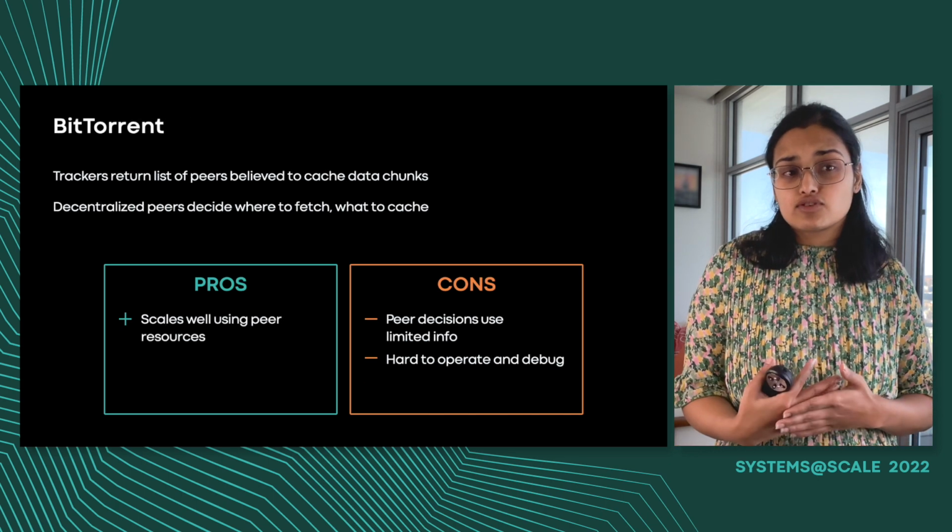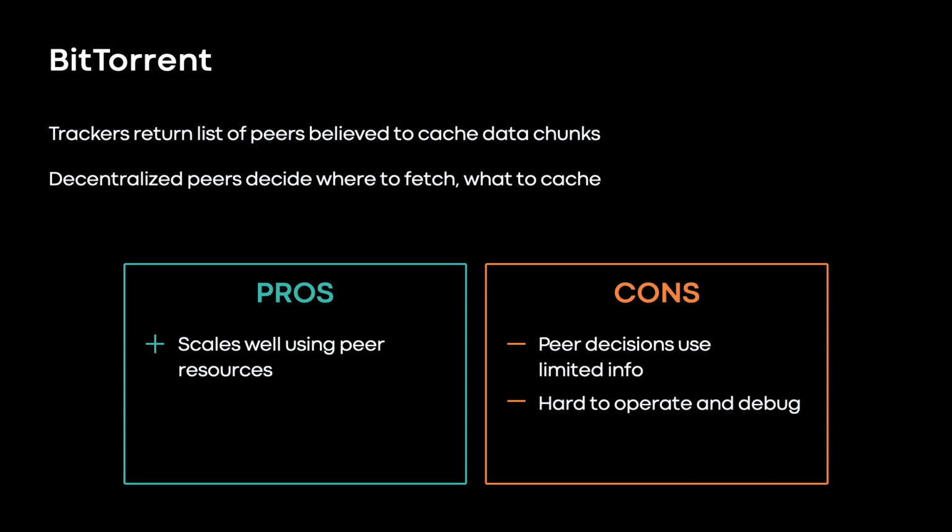Our second solution that we had built was based on BitTorrent. BitTorrent is a well known protocol where there is a central set of trackers that keep a list of all peers that are caching chunks. A new peer wanting to fetch data can talk to the trackers, get a list of the peers that might have the data, and then fetch data directly from these peers.